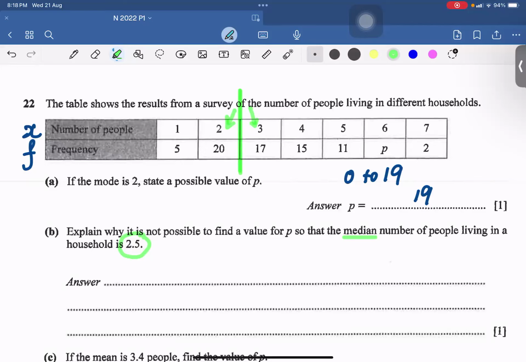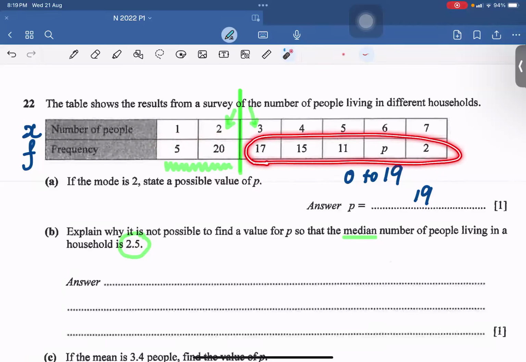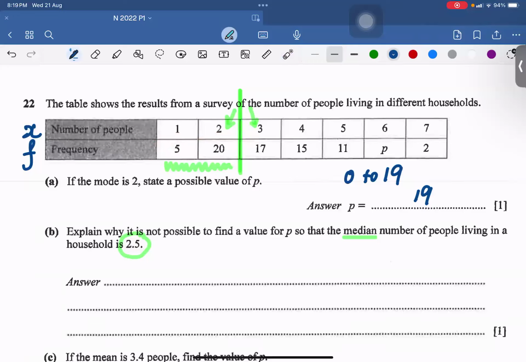If that is the case, all the numbers on my left-hand side, what happened to it? If it's right in the middle, right at the median, it cuts into 2 parts. So all the numbers on my left-hand side must be equal to all the numbers at this side. So if let's say this is the median, I have my left-hand side, which is 5 plus 20, equals to my right-hand side, which is 17, plus 15, plus 11, plus P, plus 2. Here got 25.